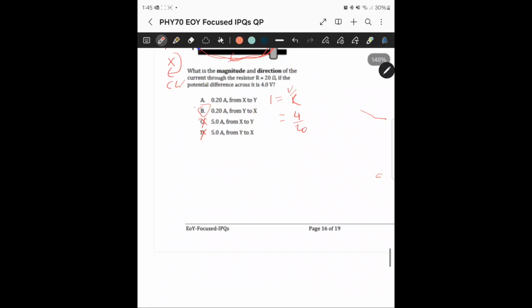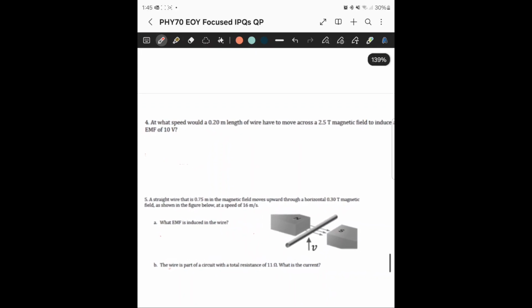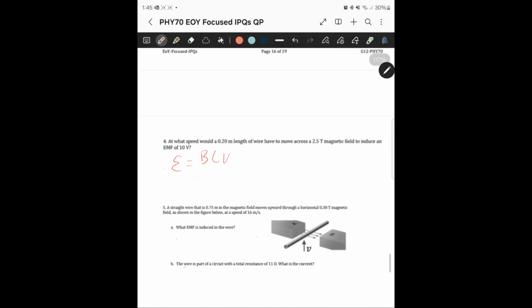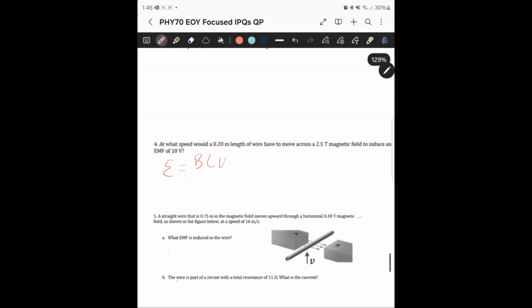Very nice. Okay. Next, what speed would this length of wire have to have, and so on. Trying to find induced EMF. Okay, well, I can see that's the EMF formula. E equals BLV sine theta. Do we have this as perpendicular? Now, what speed do I have? It didn't mention, so we're going to assume it's perpendicular. I'll just write sine theta, why not?